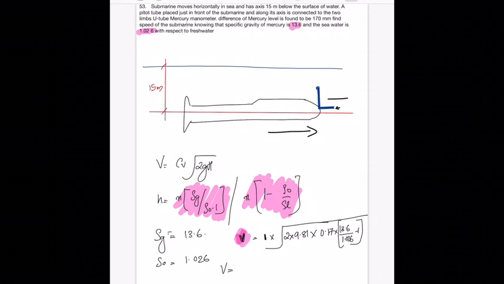Therefore V is equal to, let me take my calculator, 2.98 into 0.17 into 13.6 divided by 1.026 minus 1, bracket close, into 1 will be equal to 6.39 meters per second. It's a very simple question, and there's one interesting thing. This value, that 15 meter, has no practical significance in solving the problem. Okay, I hope it is clear to you.